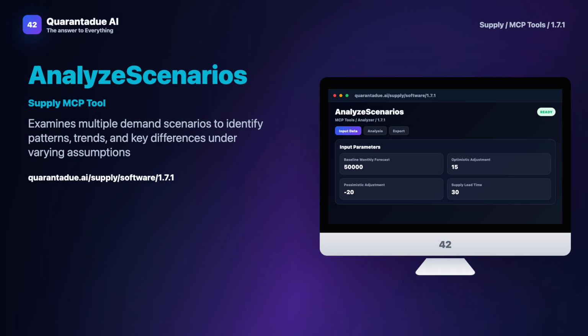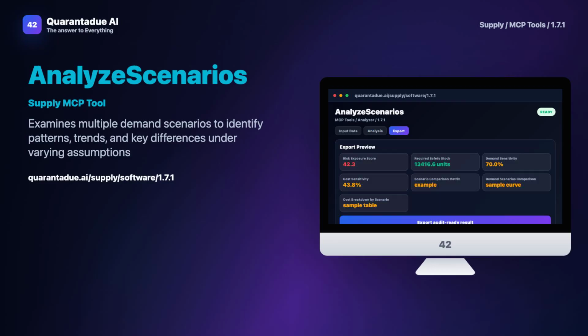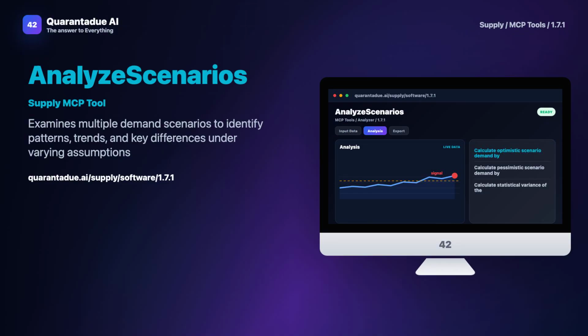Analyze scenarios is supply software for a specific operational decision. It examines multiple demand scenarios to identify patterns, trends, and key differences under varying assumptions. This video explains what the tool does, why the workflow matters, and how the output becomes useful decision evidence.